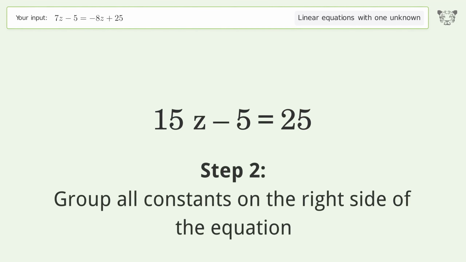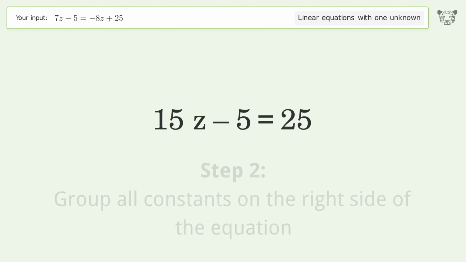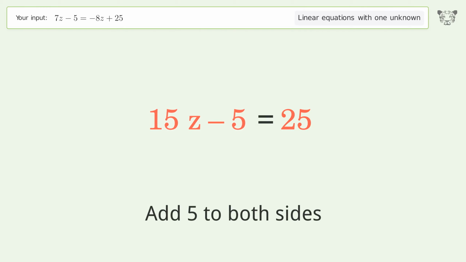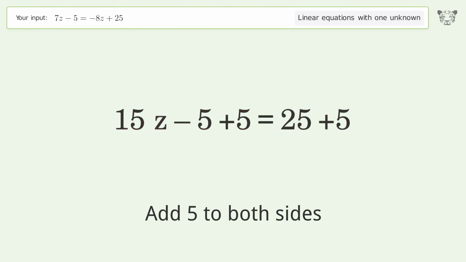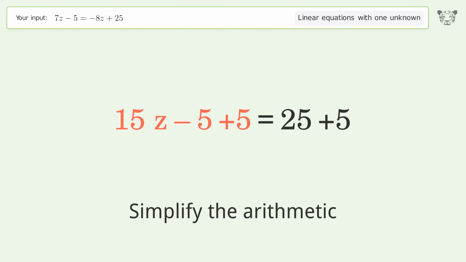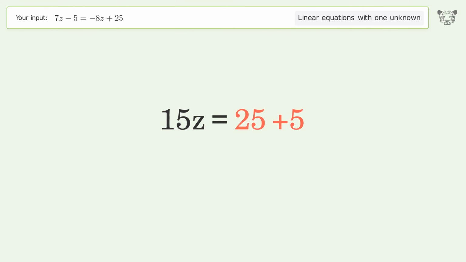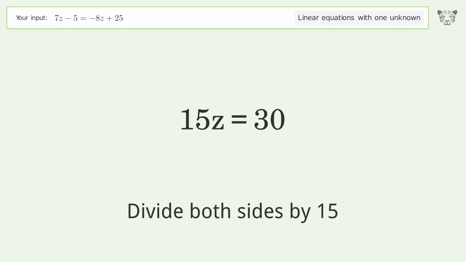Group all constants on the right side of the equation. Add 5 to both sides. Simplify the arithmetic. Isolate the z. Divide both sides by 15.